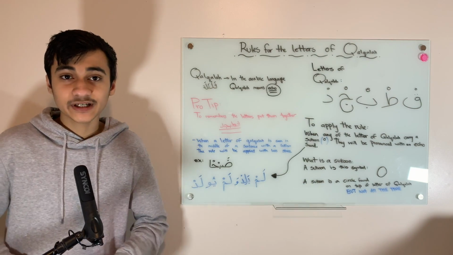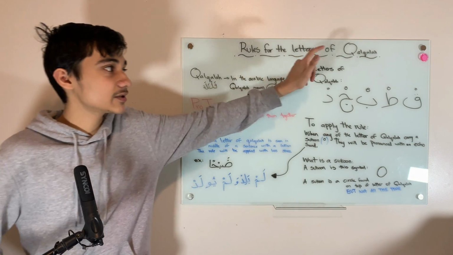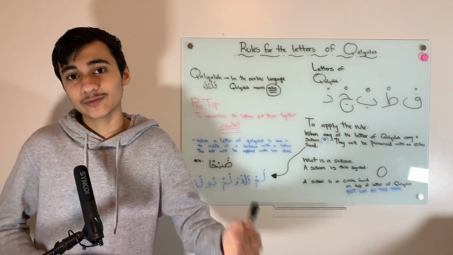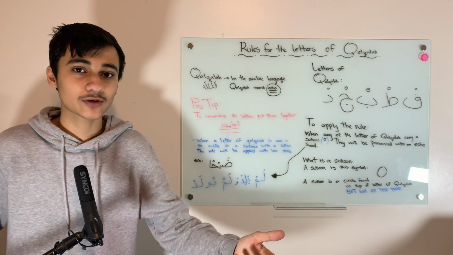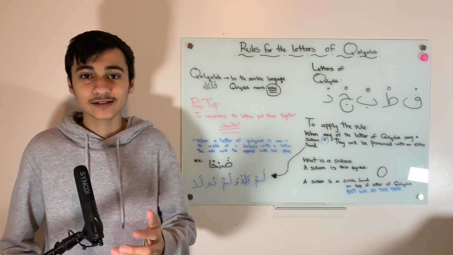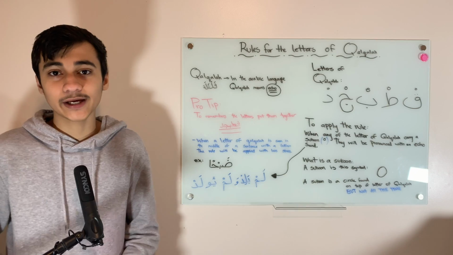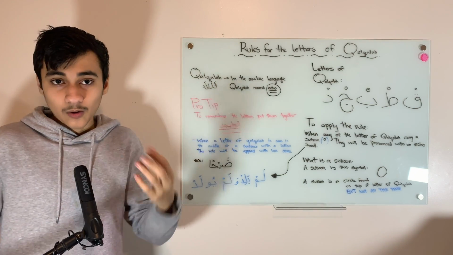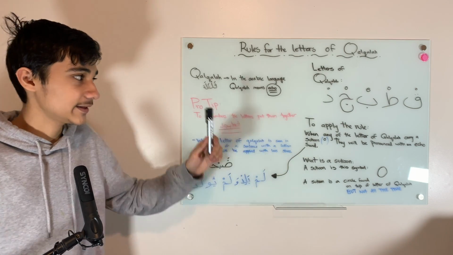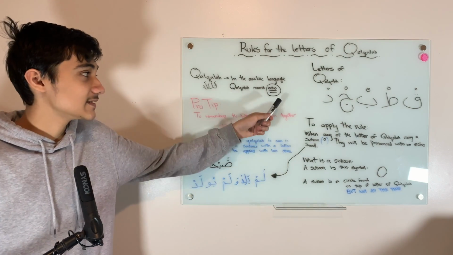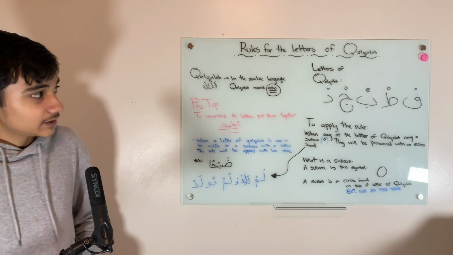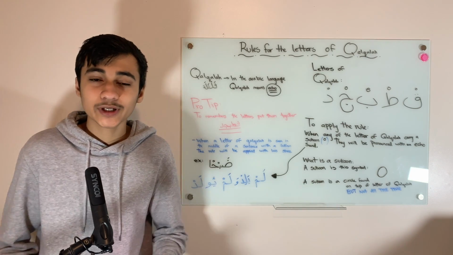So today we are going to be applying the rules for the letters of Qalqalah. Qalqalah is a very important part of the Quran because it is a rule, and if you do not apply this rule to the Quran, you will be reading the Quran incorrectly. Now my job here today is to teach you what Qalqalah is and how to apply it in the Quran. In the Arabic language, Qalqalah means echo. And I can understand why they named the rule Qalqalah, because it is a very important part of the actual rule.